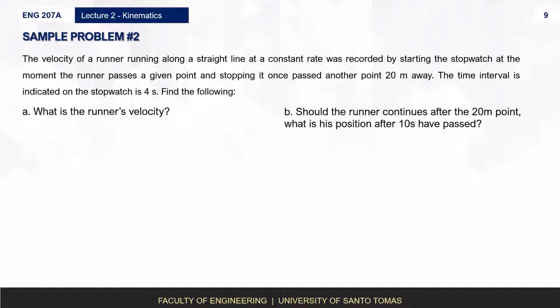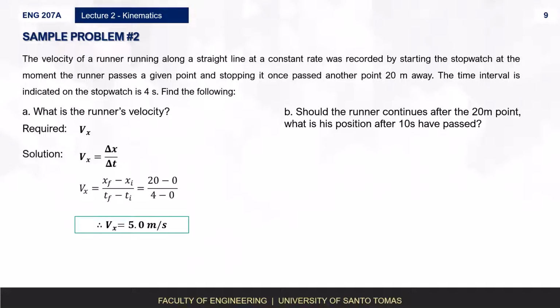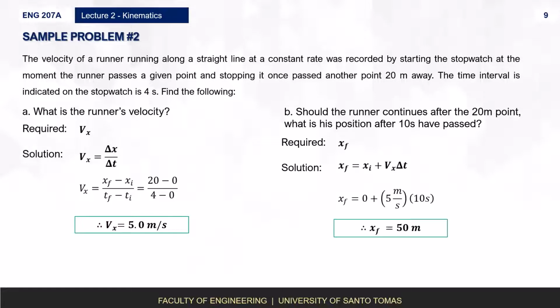The problem described the runner's velocity as having a constant rate, giving us a hint that the runner has a constant velocity, or has a running speed at a constant rate. We solve this by dividing the total displacement per elapsed time, and substituting the values will yield 5 meters per second.